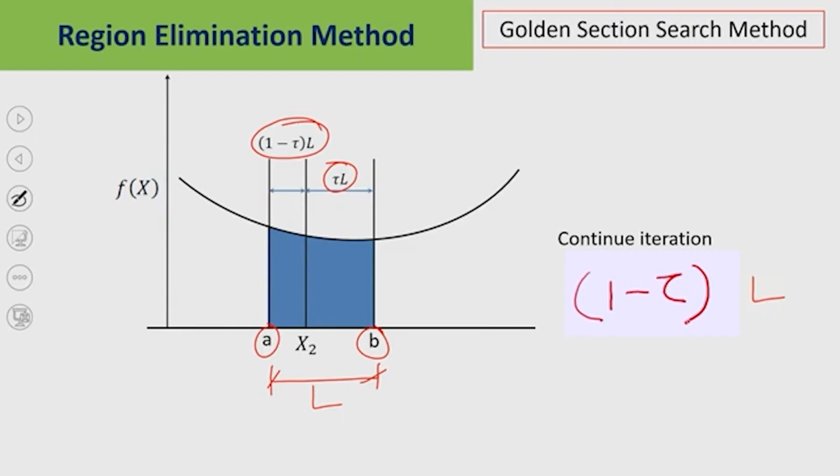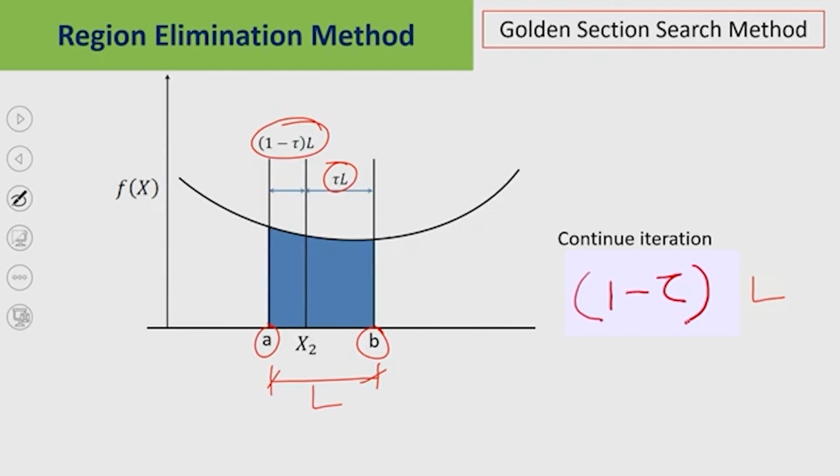After the first iteration, every iteration I am only doing one function evaluation, because the earlier point will be either x 1 or x 2. That means, earlier point will be either at tau L or 1 minus tau L. So, therefore, I get one point from the earlier iteration, and I have to take a new point. So, every iteration you are eliminating 1 minus tau percentage of the region, and you are doing one function evaluation.